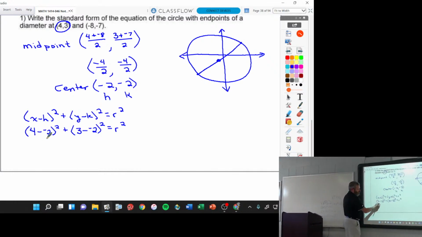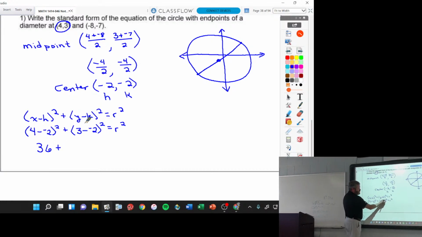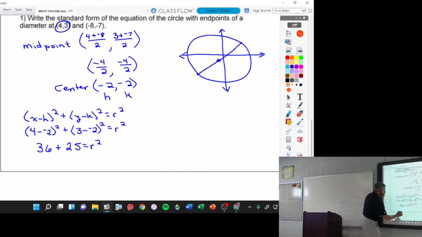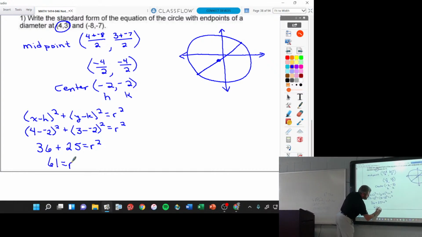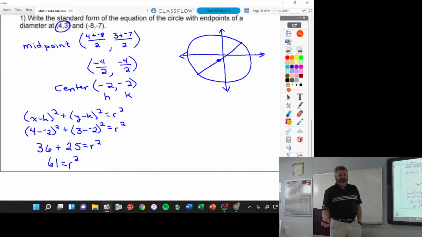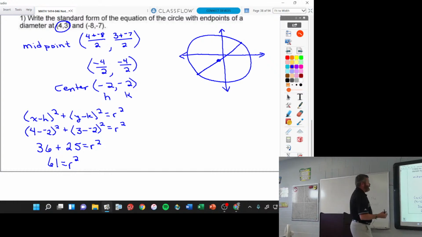So on the first part, I have 4 minus -2. Well, that would be the same thing as 4 plus 2, which is 6. 6 squared is 36. Plus 3 minus -2 would be 3 plus 2. 3 plus 2 is 5. 5 squared is 25. Equals r squared. 36 plus 25 is 61. Equals r squared. And now that I know what r squared is, which would mean, by the way, that the radius is the square root of 61, but r squared is 61, so I can now write my answer.